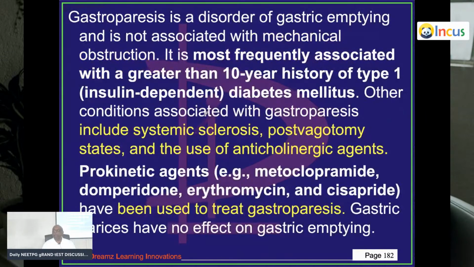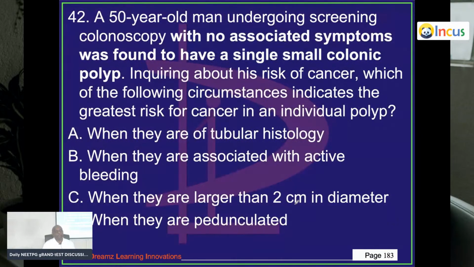So gastroparesis is a disorder of gastric emptying. It is most frequently associated with greater than 10-year history of type 1 diabetes mellitus. Then they develop autonomic neuropathy, and because of that there is gastroparesis. So we use prokinetic drugs like domperidone, erythromycin, cisapride to treat gastroparesis.